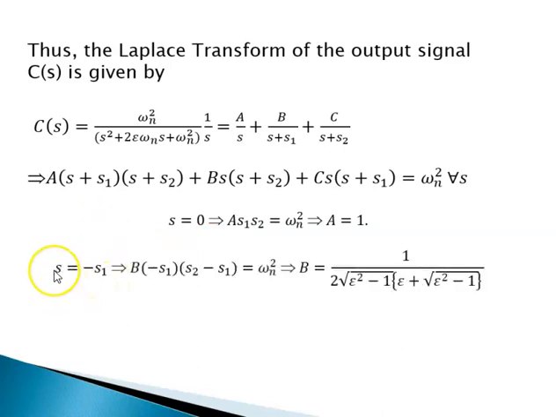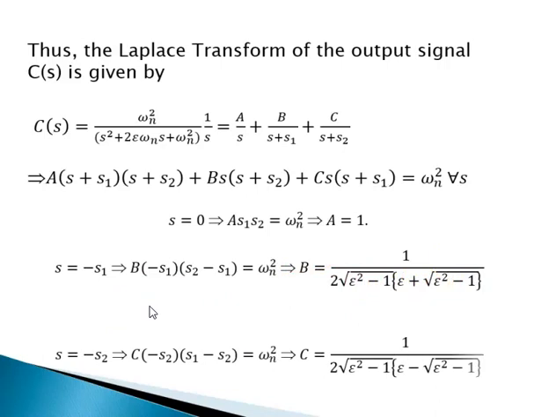When you substitute s equal to minus s1, this term is cancelled, this term is cancelled because s plus s1 is 0, so you have B times minus s1 multiplied by s2 minus s1 is omega n square. If you simplify a little bit, B takes this kind of formidable form shown here. A similar thing we'll do, s equal to minus s2, this gets to 0, this gets to 0, and you can solve for C. C is obtained like this.